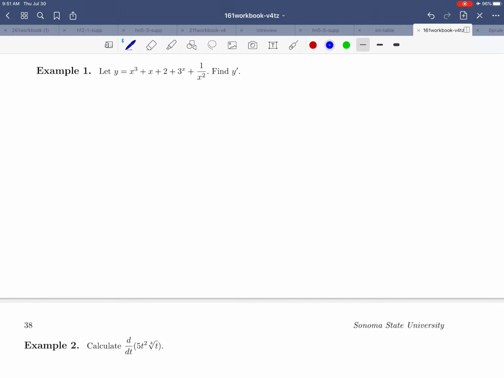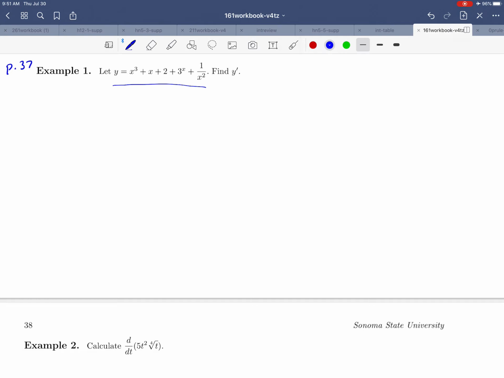Hello everybody, and welcome to example 1 on page 37. This is going to be our first example of taking a function and trying to find its derivative using the shortcut formulas that we just talked about in the previous video. Okay, so the function that they'd like us to look at is this, x cubed plus x plus 2 plus 3 to the x plus 1 over x squared. That's kind of a long function, and they'd like us to find the derivative of that.